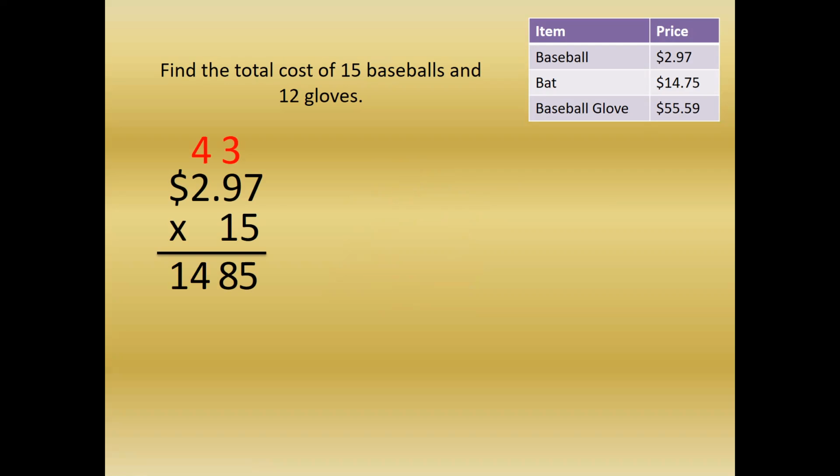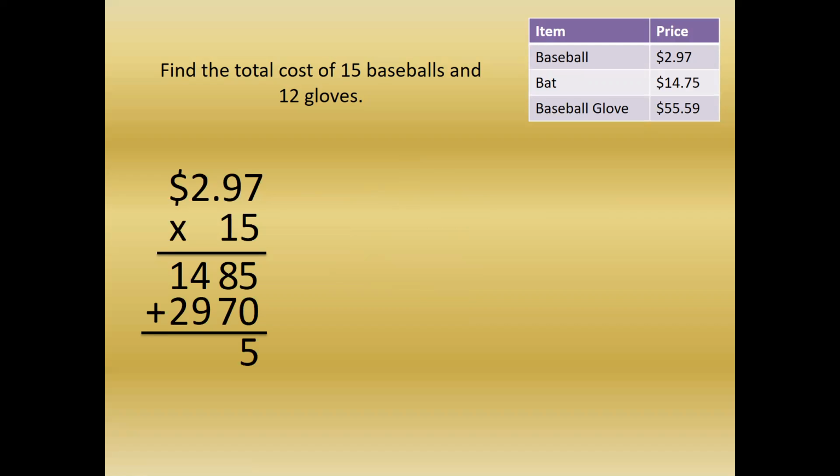Now we're going to move on to doing the tens multiplication. So we put a 0 down below because it holds the place value. And then 1 times 7 is 7. 1 times 9 is 9. 1 times 2 is 2. And then we are going to add these numbers together.